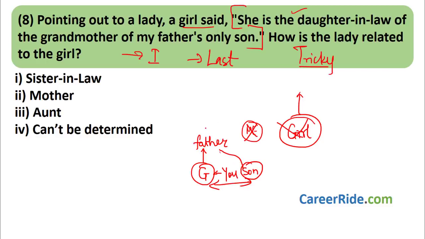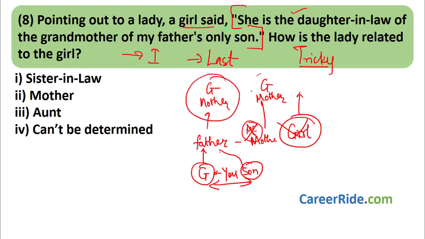Grandmother of my father's only son. Now the grandmother can be father's mother, or your mother's mother. It can be any possibility. This is also a grandmother, this is also a grandmother, right? Grandmother of my father's only son, both are grandmothers. Daughter-in-law of the grandmother of my father's only son, daughter-in-law of these grandmothers.